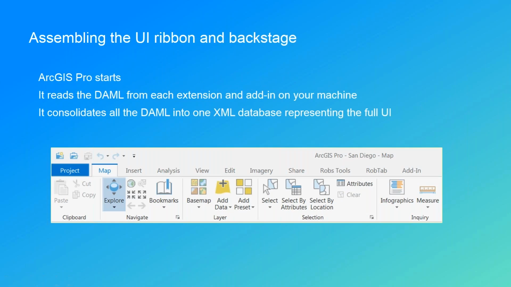When Pro gets started, it needs to put together the user interface with all the tabs across the top here. The way that it does that, during the startup process, it's looking for extensions. It's looking for add-ins in your user profile or in some of the other folders that have been defined. Then it brings all of them together into one XML database. When Pro opens, it reads that database and then it knows what tabs to display.